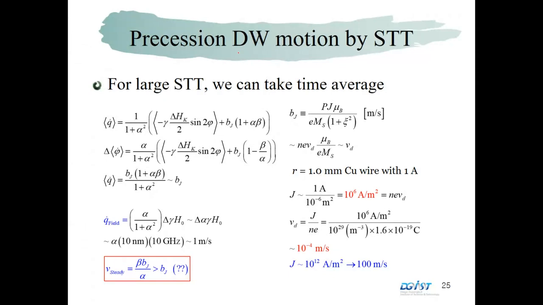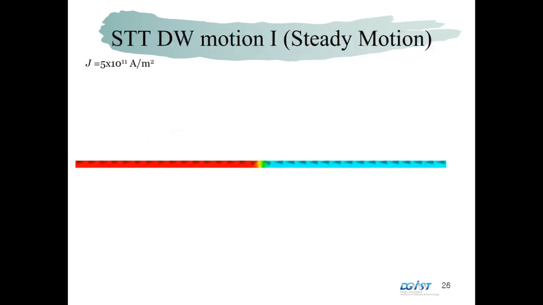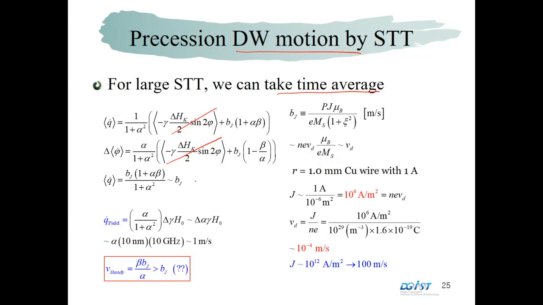In precession domain wall motion, we take the time average, in which phi is varying, so we can just take the time average and drop it. After we drop it, we can obtain Q dot. When you combine these two equations, we can obtain that the average velocity is just proportional to Bj. Please remember that in the steady state case, they have this relation.